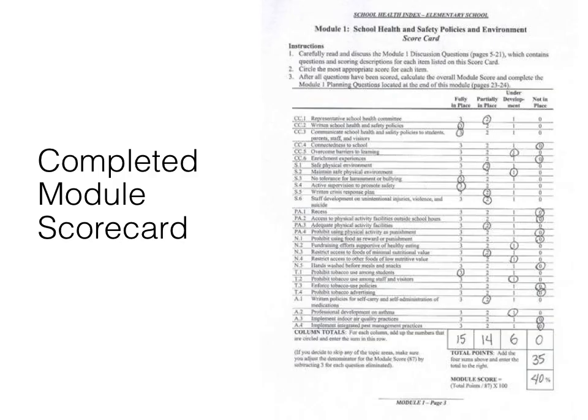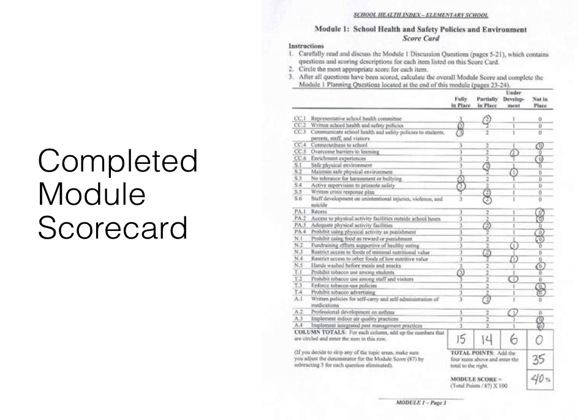So this is an example of a completed scorecard. You can see the circles around the different answers to those specific questions. And then you would calculate each of the columns down. In the first column, there's 15 points. The second is 14 points. The next is 6 points. And you get no points for the very last column, which is not in place.